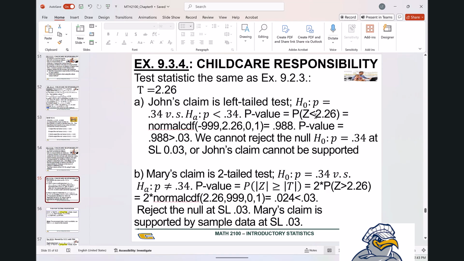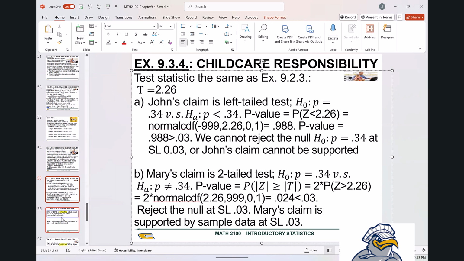And for Mary, she worked with a two-tail test, right? So the p-value for her case will be the probability of absolute Z greater than or equal to absolute T here. We can translate it back to 2 times P of Z greater than 2.6. Just 2 times normal CDF of 2.6, and it gives you this much. And this much is less than the significance level 0.03. So for her claim, she can still reject the null at significance level 0.03, so her claim is supported by the data.